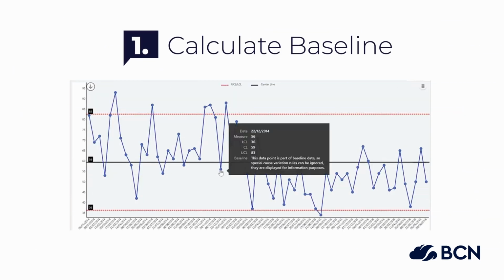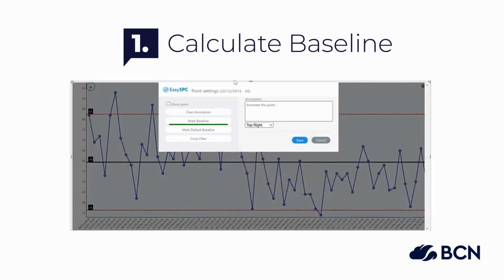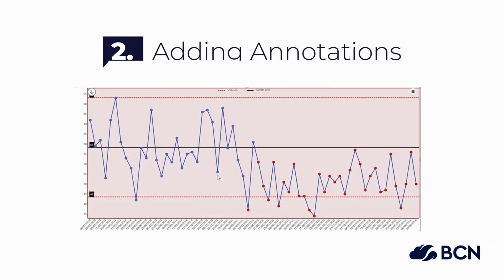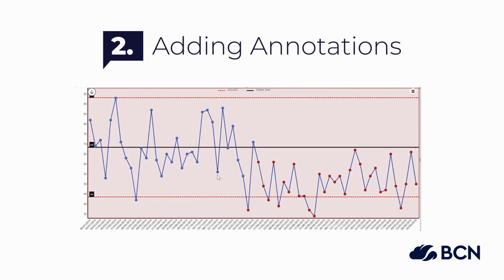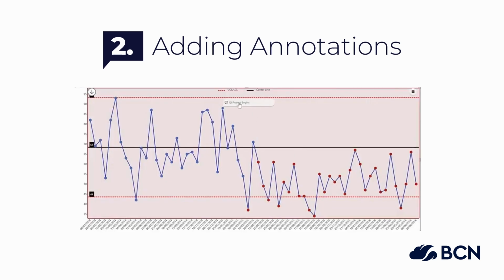Our baseline ends on the 22nd of December, so all you do is click on the data point and a little toolbox appears. One really important thing when it comes to an SPC chart is annotating what has happened. So if we click on this data point here, you'll see there's an option for annotation. So I could simply write "QI project begins." Press save, and there you go, the annotation has appeared here.